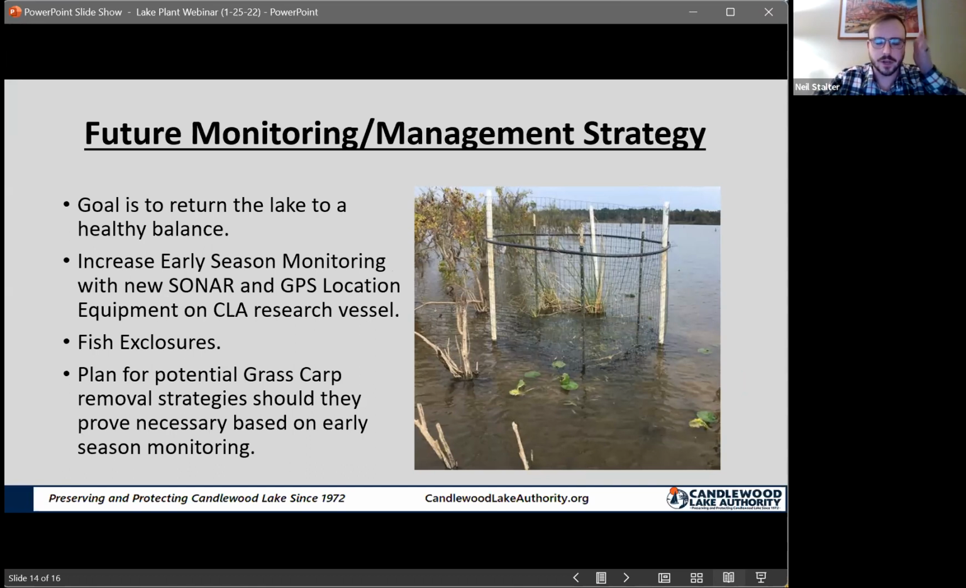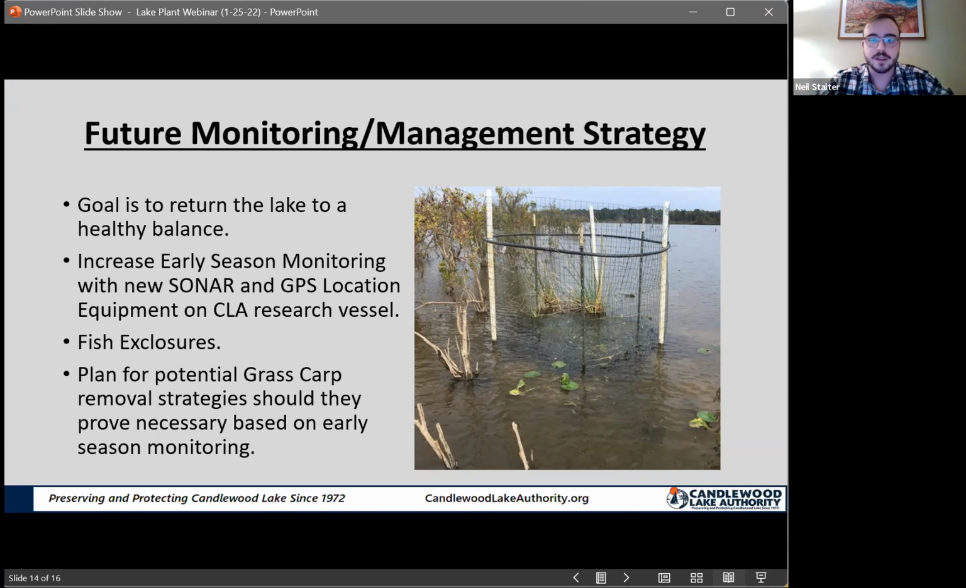And so specifically what is happening this upcoming year, the CLA is investing in some new technology to equip our research vessel with better side scan sonar and GPS location tracking, so we can start our plant surveys even earlier in the season, keep a very close eye on what's happening plant community wise, see what changes in the spring, early summer, see if we see that growth, see if it slows down like it did this past year.